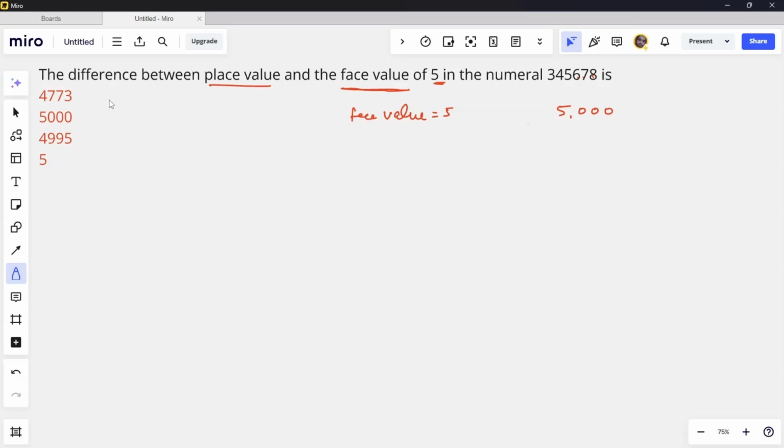Okay, and it is asking what is the difference between them. So we will simply subtract face value from place value. Okay, so place value minus face value. Our place value is 5000 and minus 5, so it will become 4995. So as you can see, this is our answer, and the third option is the correct option.